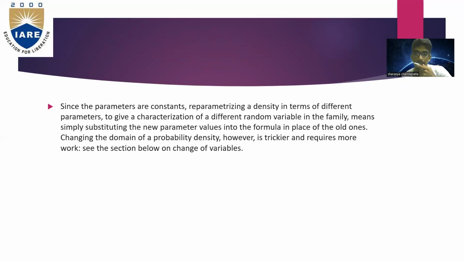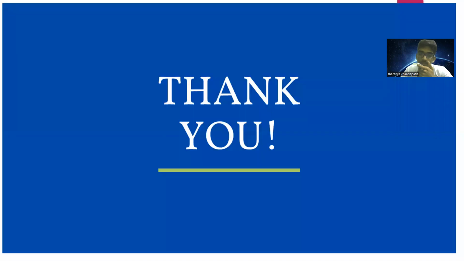Since the parameters are constant, reparametrizing a density in terms of different parameters to give a characterization of different random variables in the family means simply substituting the new parameter values into the formula in place of the old ones. Changing the domain of a probability density, however, is trickier and requires more work. See the section below on the change of variables. So we can see that since the parameters are constant, reparametrizing a density in terms of different parameters to give a characterization of different random variables in the family means simply substituting the new parameter values into the formula in place of the old ones. Changing the domain of a probability density, however, is trickier and requires more work. See the section below on the change of variables.